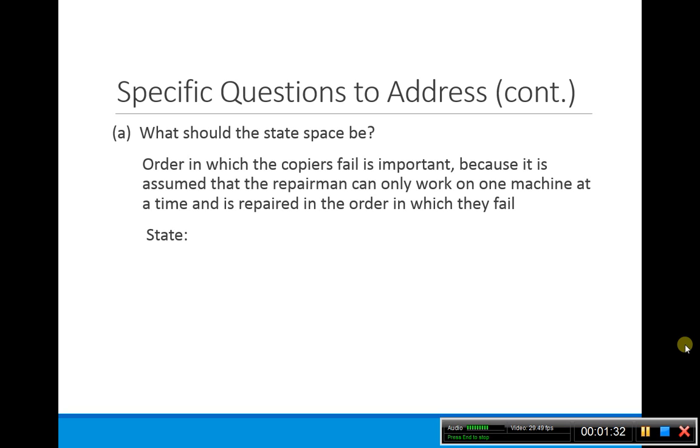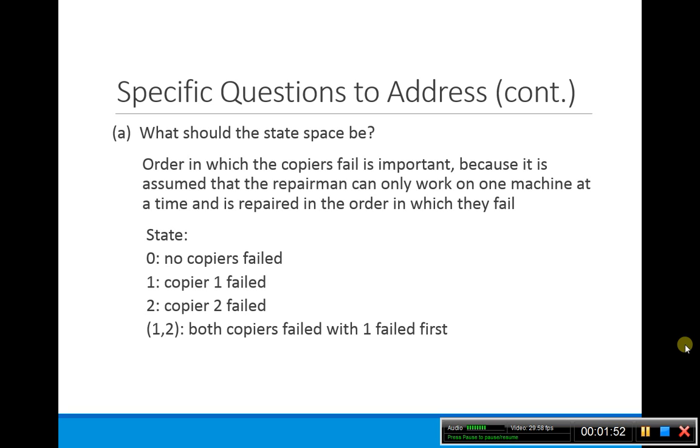So our state space, if we think about it, we can have 0, in which no copiers are failed. We can have 1 represent when copier 1 has failed, and 2 represent when copier 2 has failed. Now when both copiers have failed, the order is important because he's going to finish one before he goes on to work on the other. So we let (1,2) be the state in which both copiers have failed, but 1 failed first, and (2,1) be the state in which both copiers have failed, but 2 failed first.